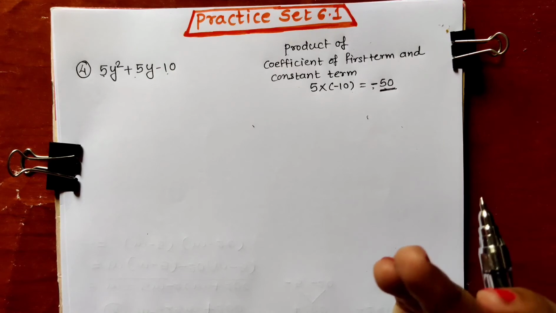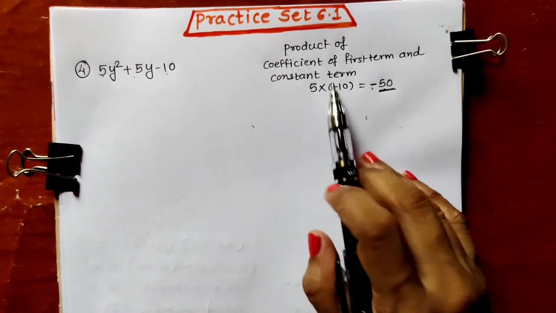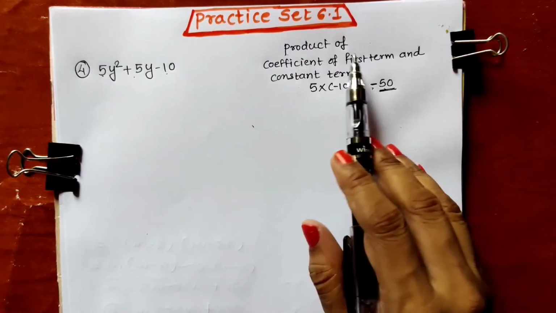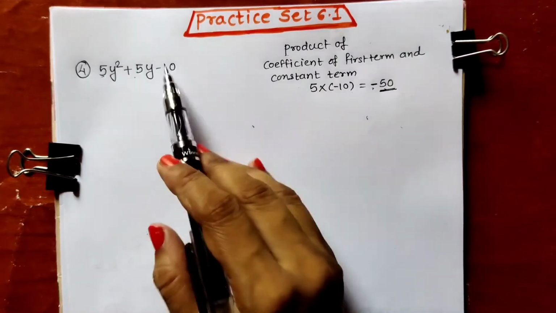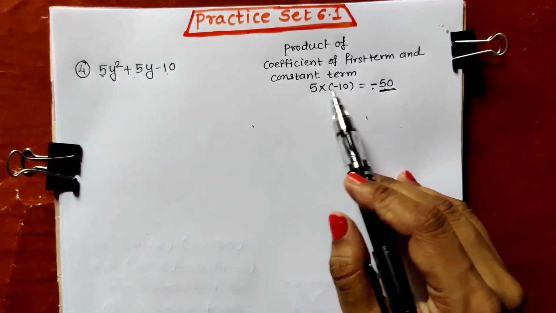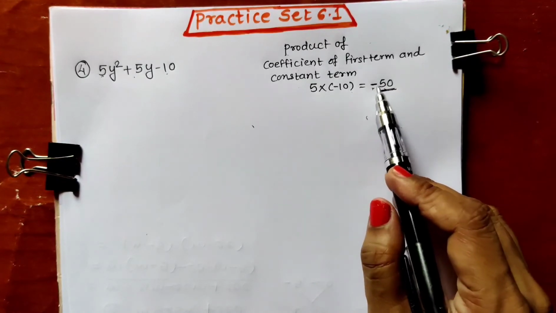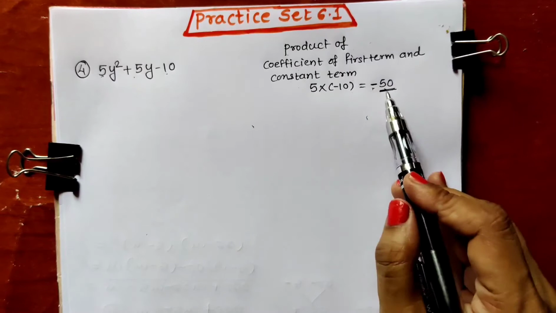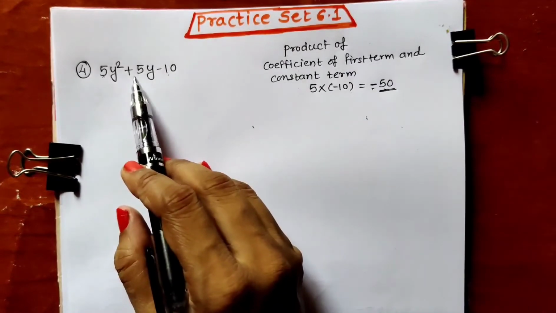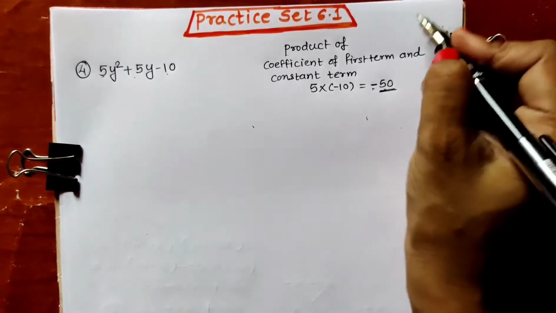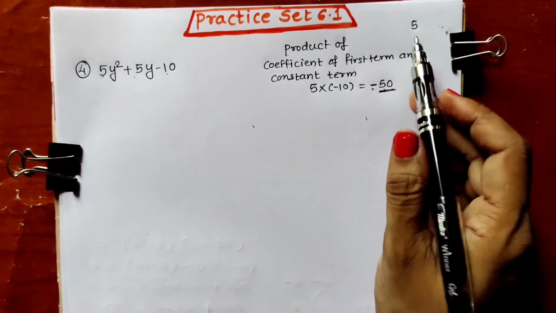In previous video we have found out the factors of constant term. Here we have to find out the factors of product of coefficient of first term and constant term. Coefficient of first term is 5 and constant term is minus 10. So 5 into minus 10 we got minus 50. As we have got minus 50, we have got the sign as minus. So we will be finding out two factors of 50 whose subtraction should be the coefficient of middle term. Coefficient of middle term is 5. So we will have to find out two factors of 50 whose subtraction should be 5.